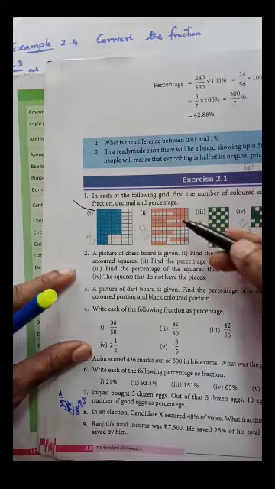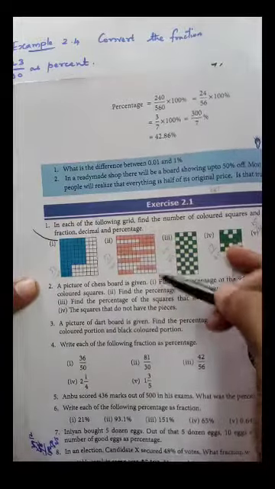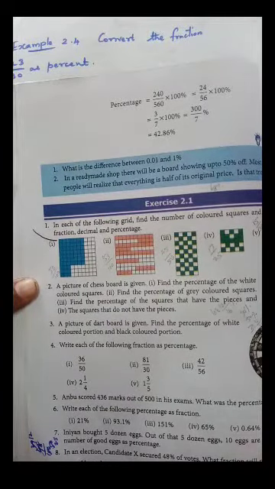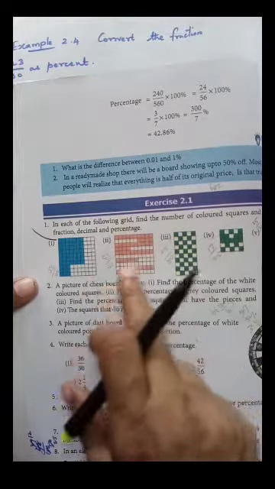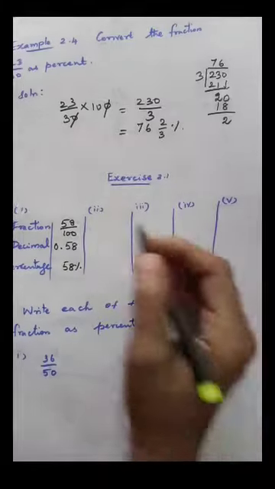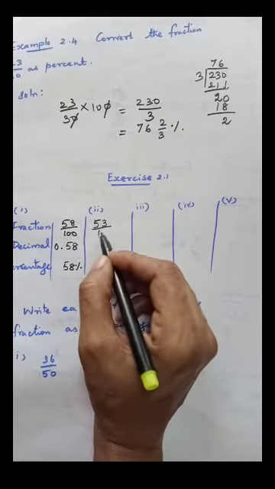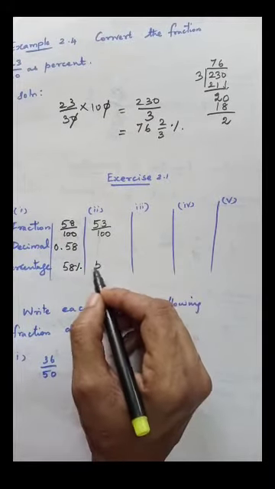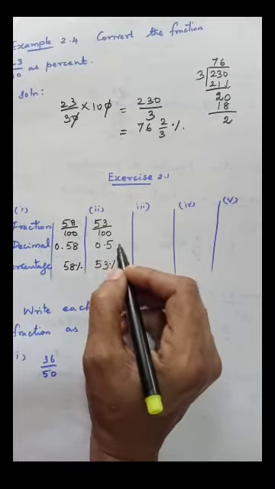Here you count and see. How many boxes are shaded? 53 boxes are shaded. Then total boxes is 100. So out of 100, 53 boxes are shaded. So the fraction of the second sum is 53 by 100. Then the percentage is 53%. Then the decimal is 0.53. Yes. Then the third one.